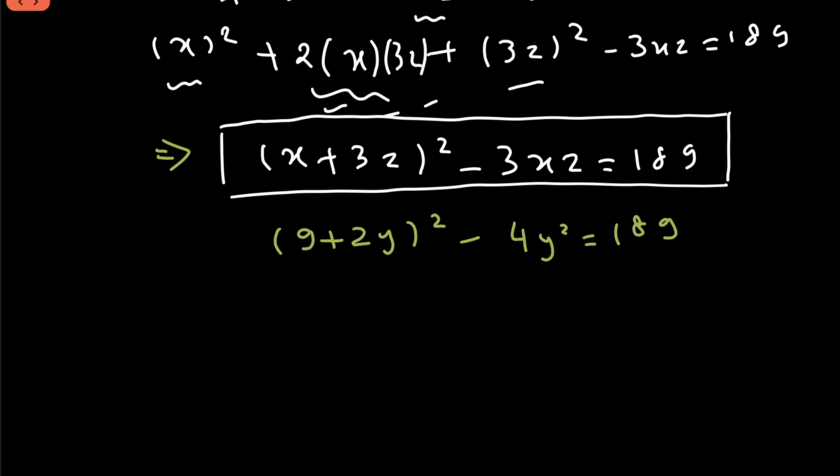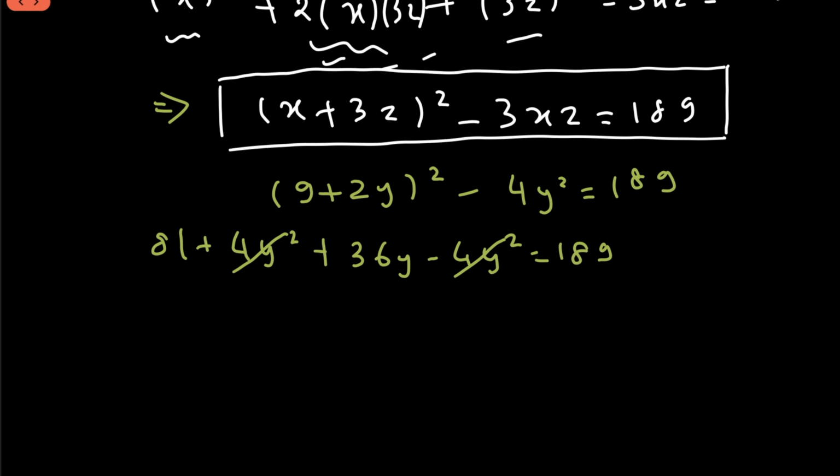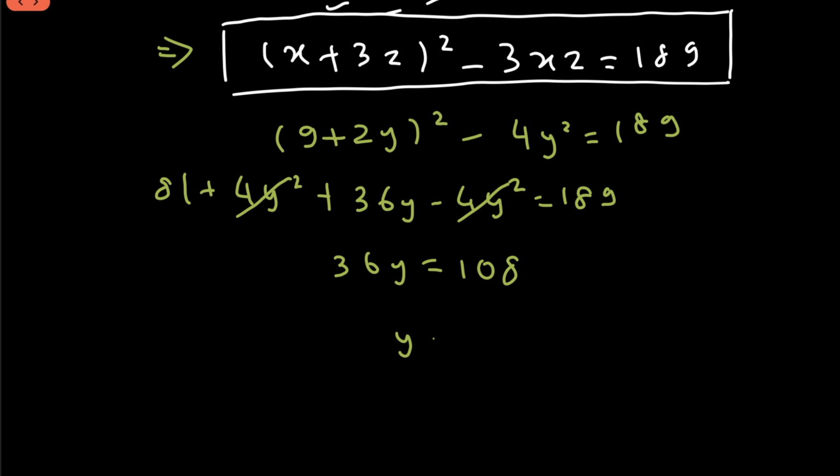Now you can see that we have got an equation in which the only variable present is y. So we can simply solve this. If I open the bracket, we will have 81 plus 4y squared plus 2 into 9, that is 36 times y, minus 4y squared equals 189. 4y squared got cancelled out. So what we finally get is 36 times y equals 189 minus 81, that's 108. So the value of y we get is equal to 3, because from the table of 36 it goes 3. So here we've got the value of one of our variables, that is y equals 3.